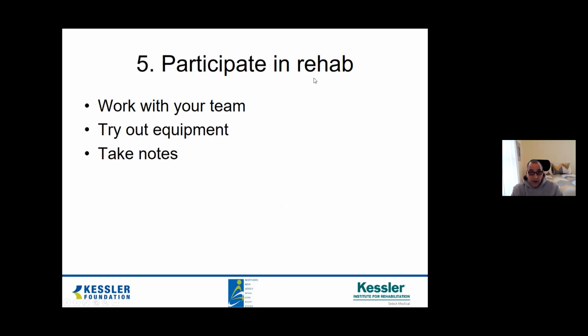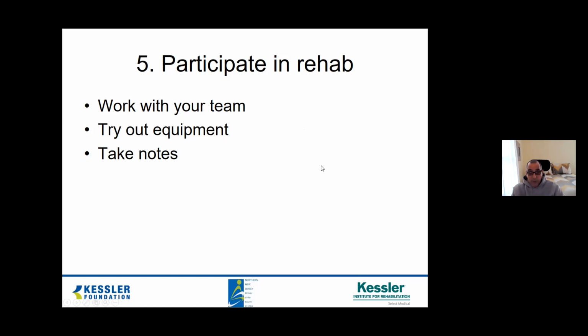And you want to participate in rehab, work with your team, talk to them about what you're doing in therapy, ask them how it's addressing your rehab, how it's addressing your strength in your therapy, and then try out different equipment. If you see a piece of equipment or an exercise someone else is doing, ask your therapist about it, and your therapist will talk to your doctor, and together they will make a decision about the equipment that you might have an interest in.